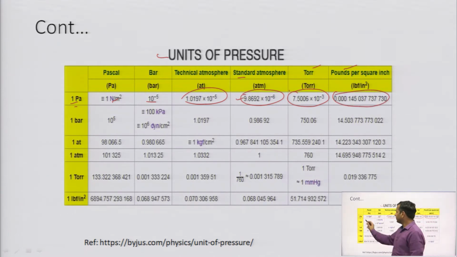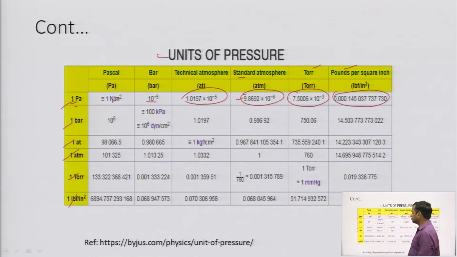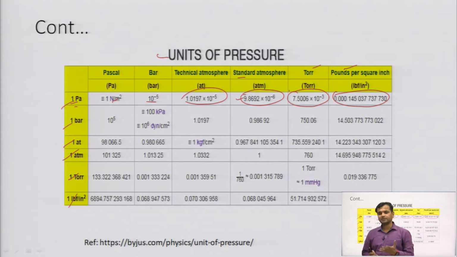So, here with the help of this table, according to your specific application or according to the numerical given, you can convert any type of unit of pressure into another unit by using this type of conversion. So, the basic units of pressure are Pascal, bar, technical atmosphere, standard atmosphere, torr, and pounds per square inch. These are the various units of pressure, and according to this table you can convert the desired input into the desired form of pressure.